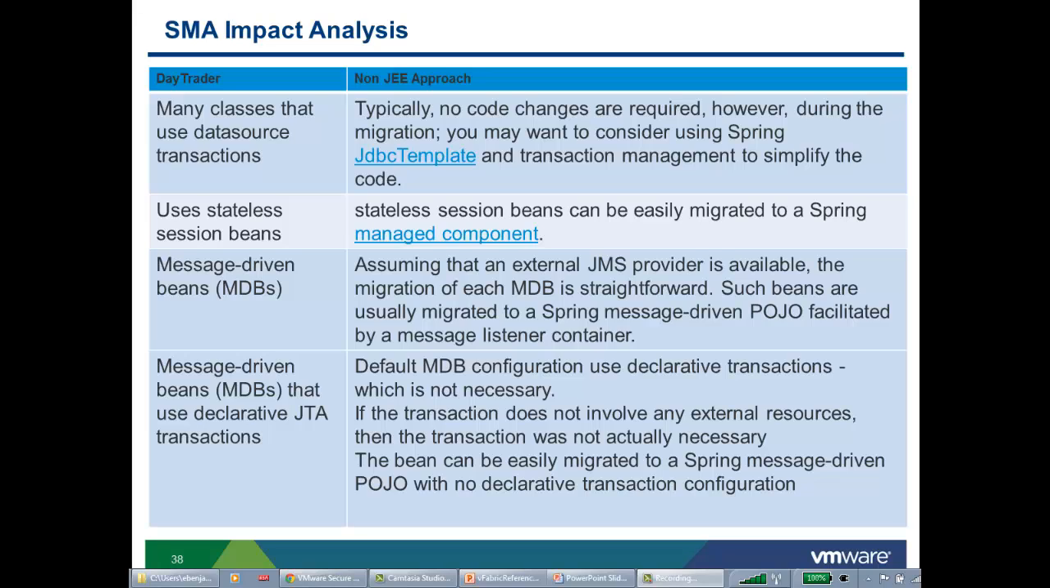Message-driven beans that use declarative JTA transactions, often that's the default configuration, which is not necessary. Now, if the transaction upon inspection does not involve any external resources, then the transaction was not actually necessary and you can refactor that out of the code. The bean can be easily migrated to a Spring message-driven POJO with no declarative transaction configurations necessary.